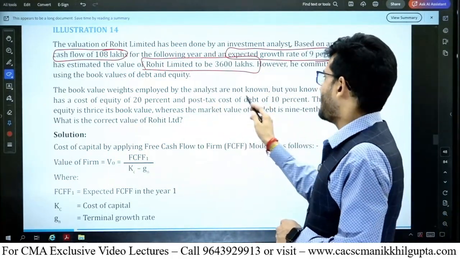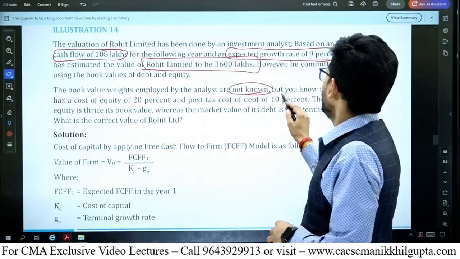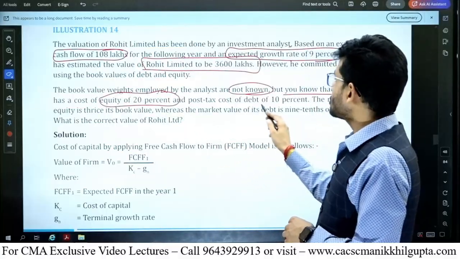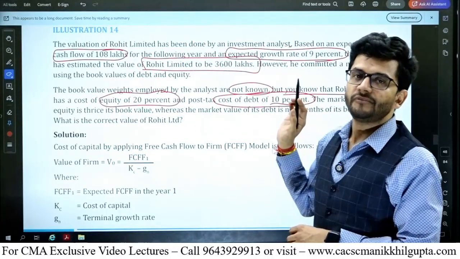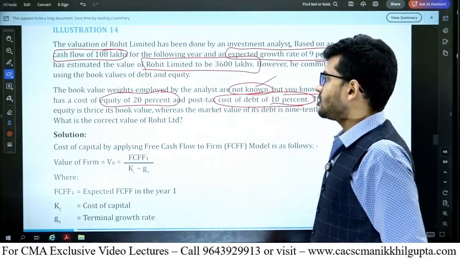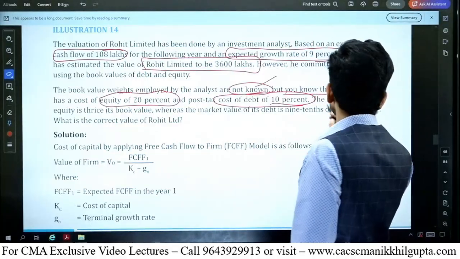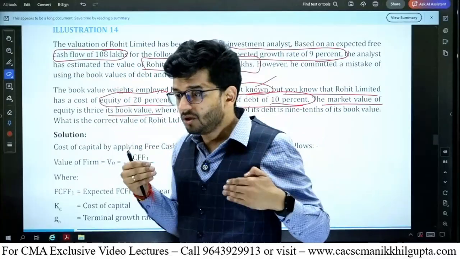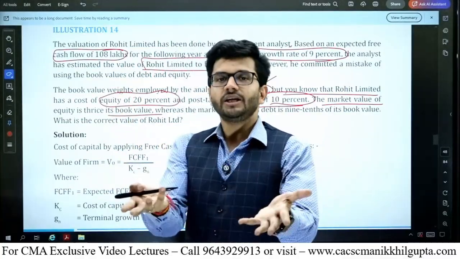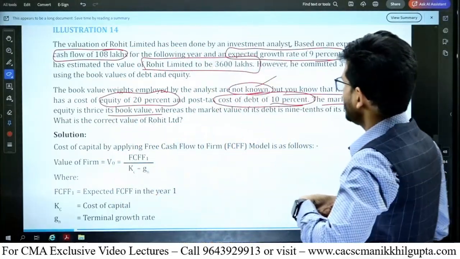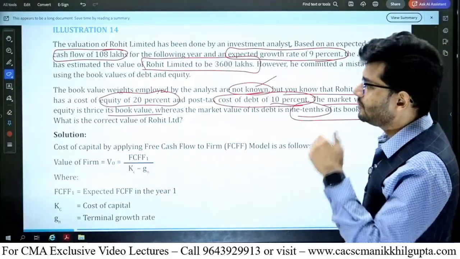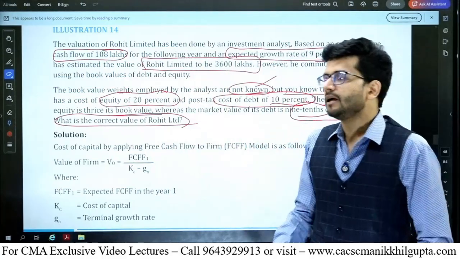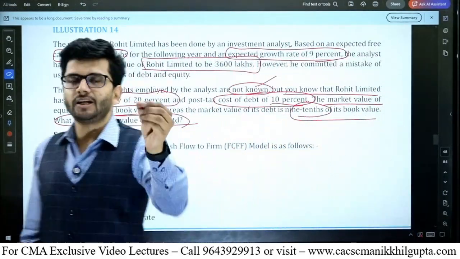The book value weights employed by the analyst are not known, but you know that Rohit Limited has cost of equity of 20% and post-tax cost of debt of 10%. We don't know the market value, but we know the cost of equity and the post-tax cost of debt. The market value of the equity is thrice its book value. So if you give me the book value of the equity, then I'll multiply it by 3 to get the market value. And the market value of debt is 9/10 of its book value. What is the correct value of Rohit Limited? You have to recalculate the correct value of Rohit Limited using the market value of debt and equity.